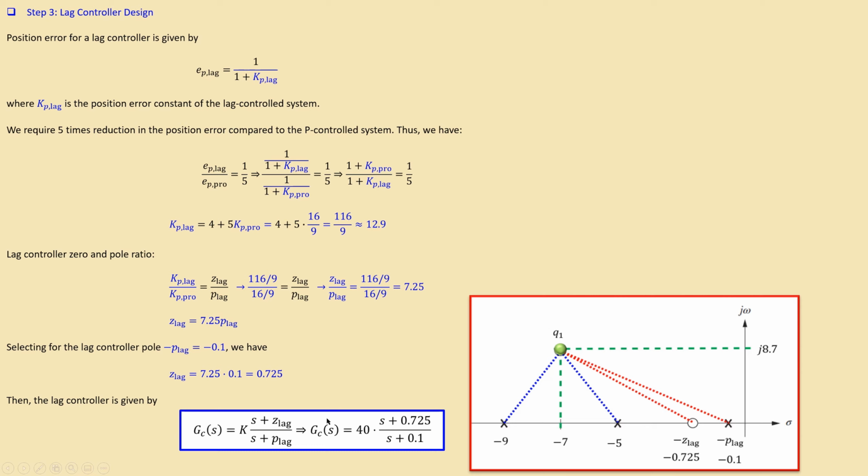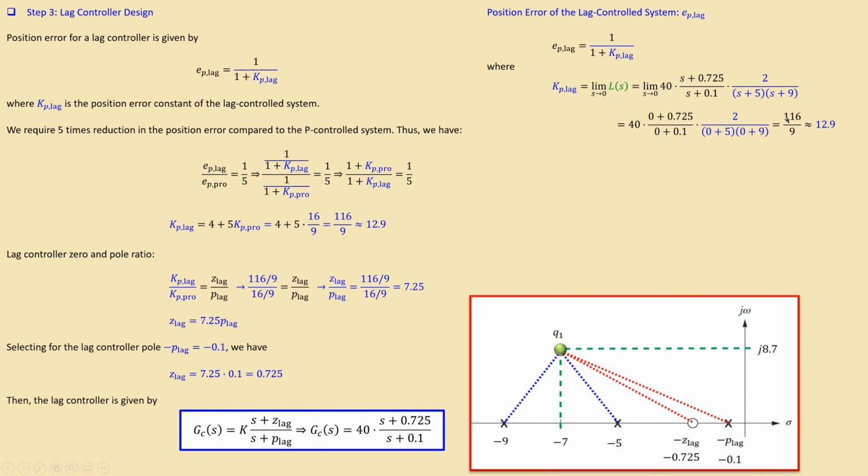We will of course simulate and verify this, but let's look at the position error of the lag control system in more detail. What we had, of course, is this expression. We have now the KP of lag, which is this one, and this is not the gain anymore, but the lag controller. If I now substitute the values and evaluate this for S equal to 0, I get 116/9, which is exactly the same as we have calculated. So it is in agreement with what we have done, again approximately 12.9.